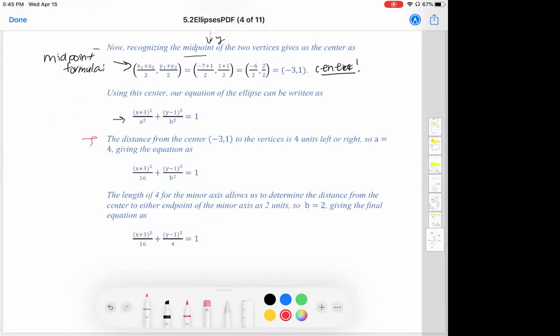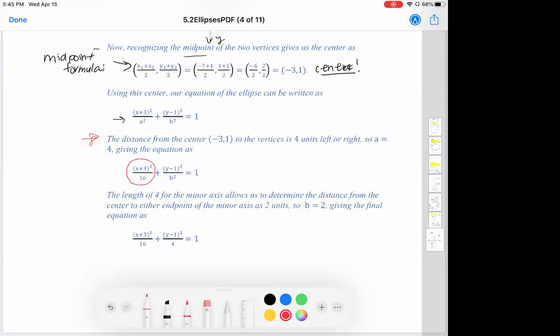So from your text, it reads, the distance from the center, negative 3 comma 1, to the vertices is 4 units left and right. So A is 4. That's how we got this number. Left and right, we went 4 to the left and 4 to the right. So 4 squared is 16. That's where we get that 16 from.